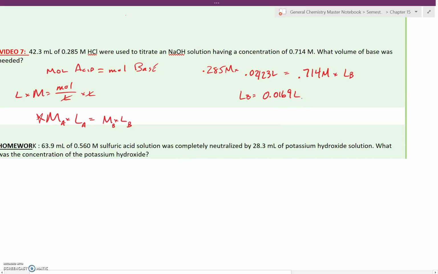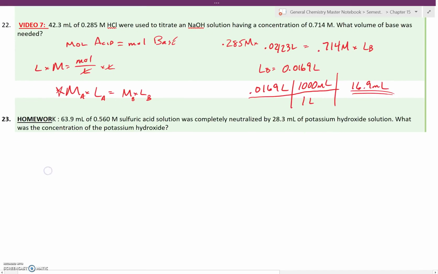And that technically answers the question, but just to put it in perspective, if we wanted to put that into milliliters, remember all we need to do is set up a short picket fence and multiply the number of milliliters per 1 liter, and this will pump out 16.9 milliliters. So if we were doing this in the lab, it would take 16.9 milliliters to titrate our base here.